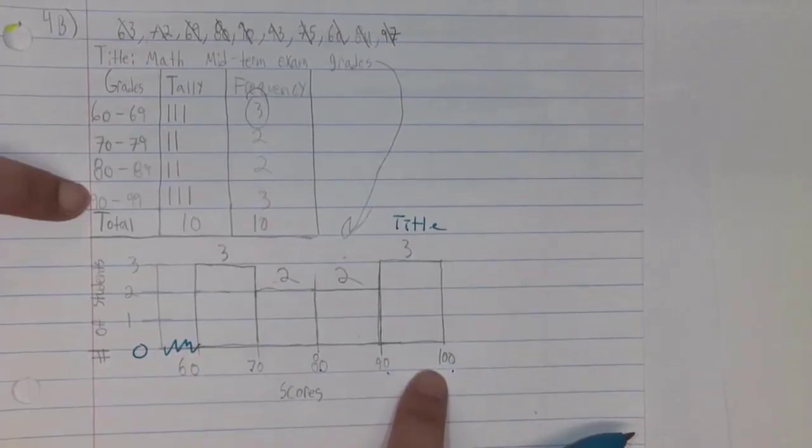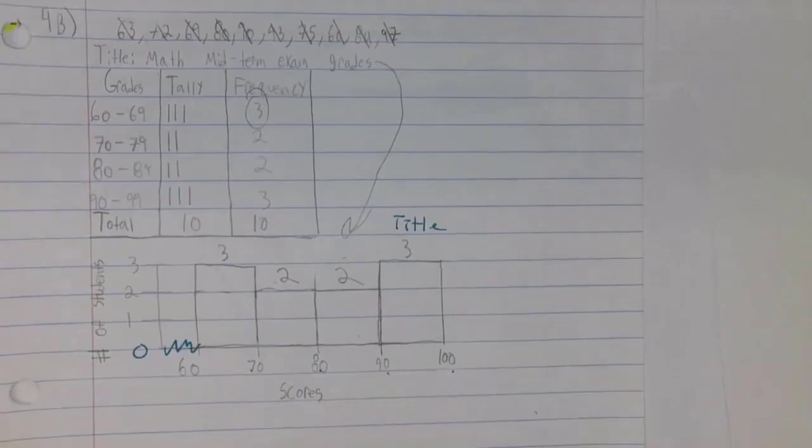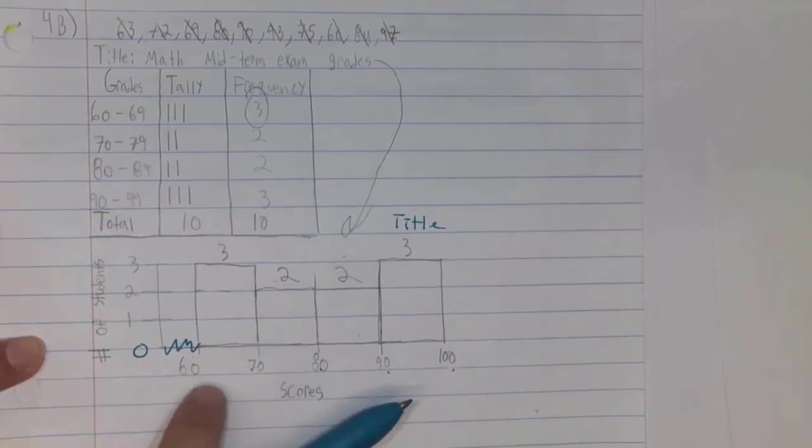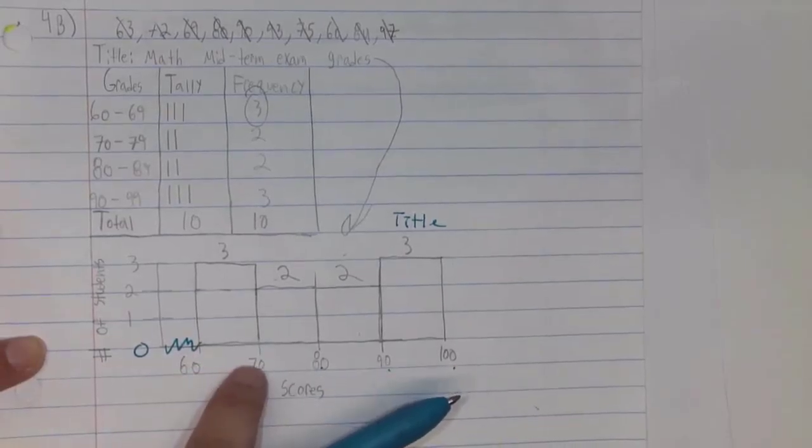The difference between a histogram and a bar graph is that a bar graph has individual bars. They don't touch each other. Each bar represents one type of data. But in a histogram, each bar represents a range of data. So this represents 60 to 69, to make it correct.